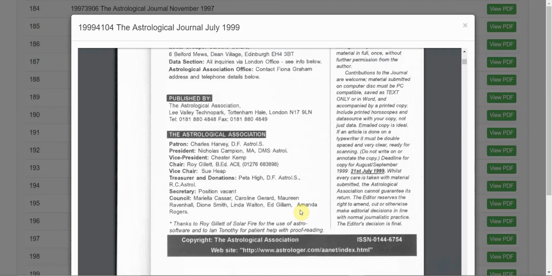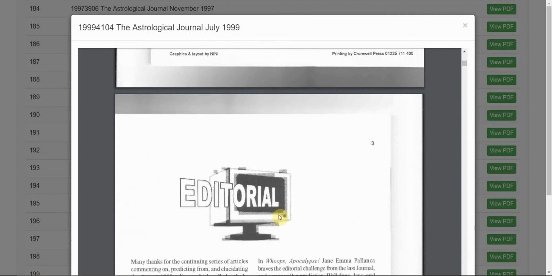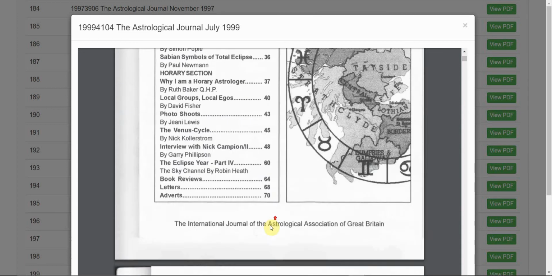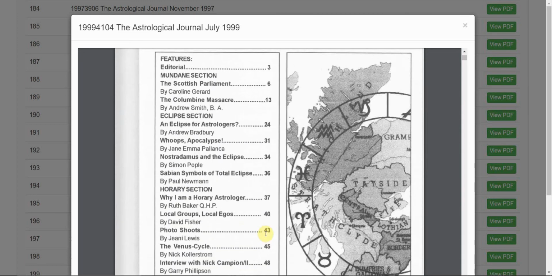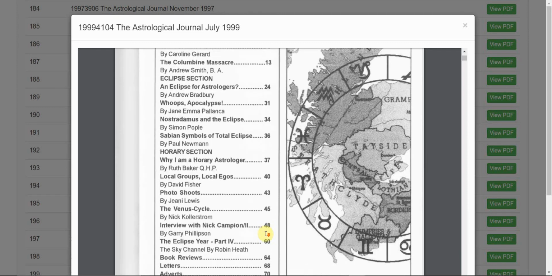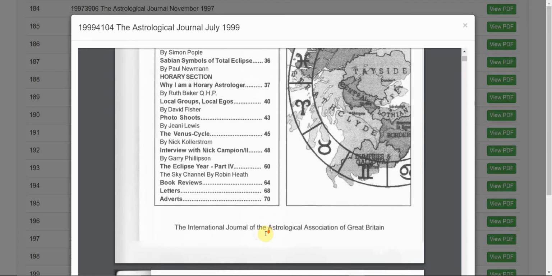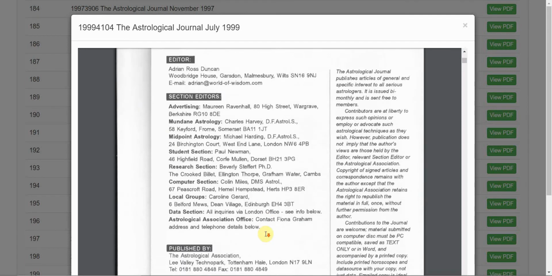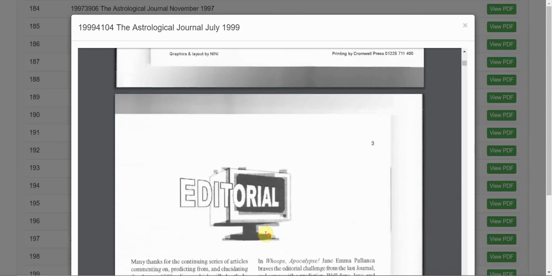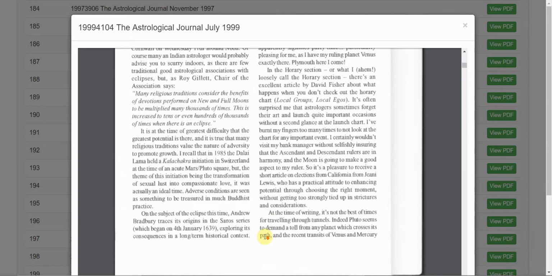It's always interesting to go through and see who was doing what in those days. Just look, here's the content section. Something on the Scottish Parliament, and lots on the eclipse and what people thought about the eclipse. Certainly worth having a good look at through this 1999 journal, which was a very seed time in many ways for the Astrological Association.